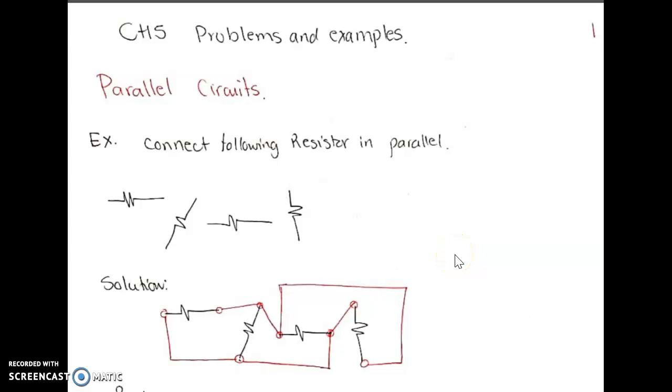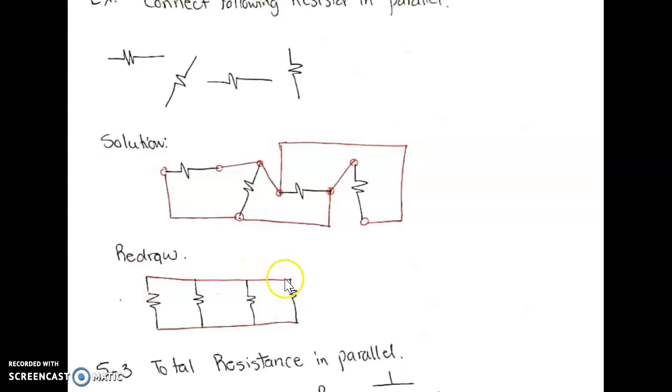Okay, we are going to continue with chapter 5, problems and examples. So right here the question is, how do we connect these 4 resistors in parallel? Remember that in order for 2 resistors or 3 resistors, in this case 4 resistors, to be connected in parallel, we can only have 2 nodes. A parallel circuit has only 2 nodes, node A and node B.